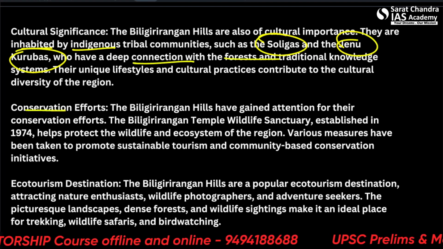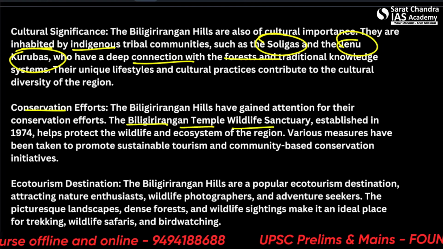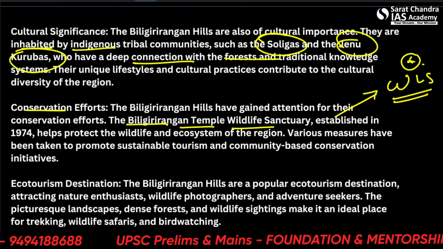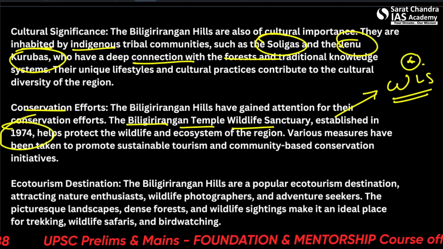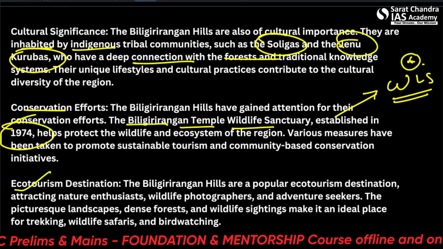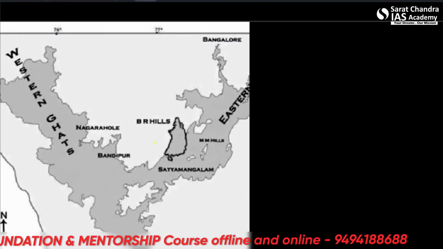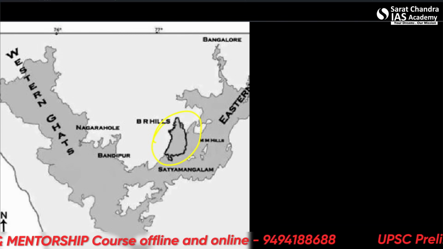Conservation effort, you can see Biligirirangan Temple Wildlife Sanctuary. So it's a WLS. So very important, you can remember by this. And it was established in 1974. Second, it is an ecotourism destination. All right. So this is located here, BR Hills. Just a second, I'll make in map.